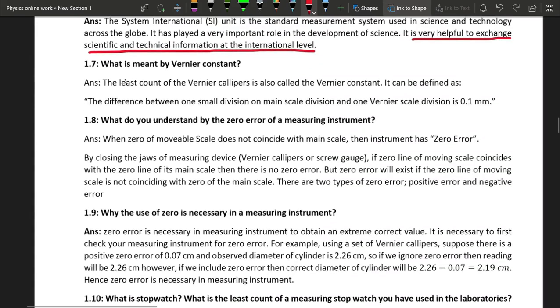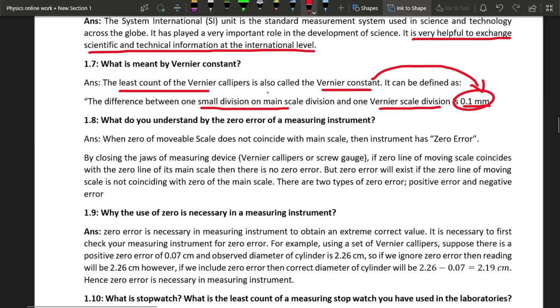Next question is, what is meant by Vernier constant? So the least count of a Vernier caliper is also called Vernier constant. It is defined as the difference between one small division on the main scale and one Vernier scale division, which is 0.1 millimeter. So this 0.1 millimeter is the least count of the Vernier caliper, and it is also called the Vernier constant.